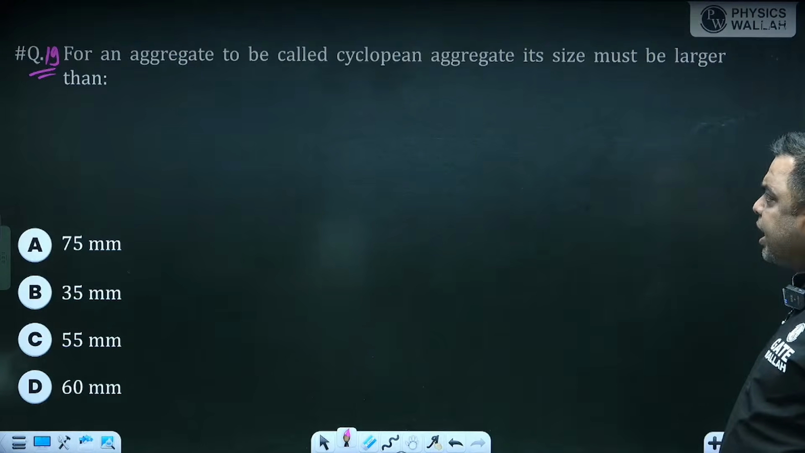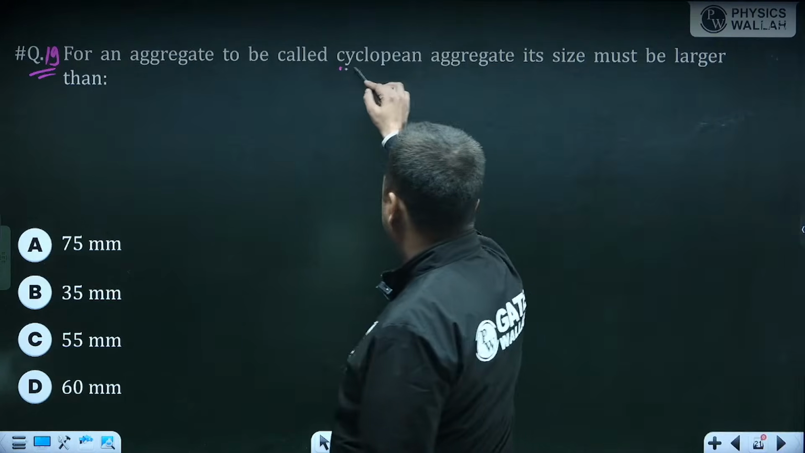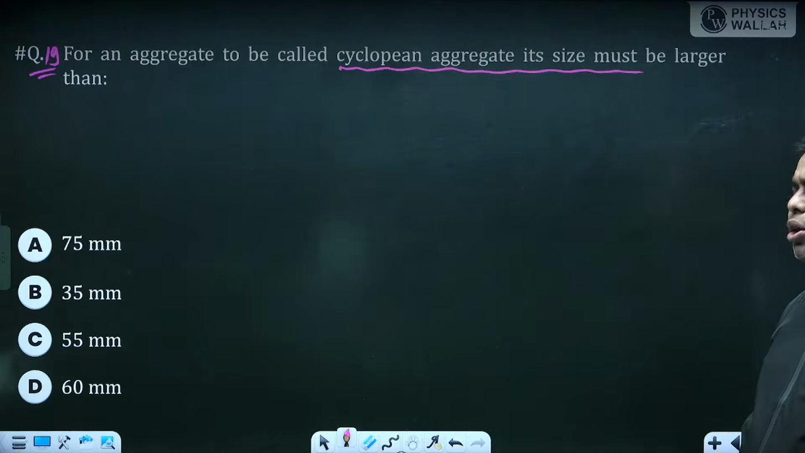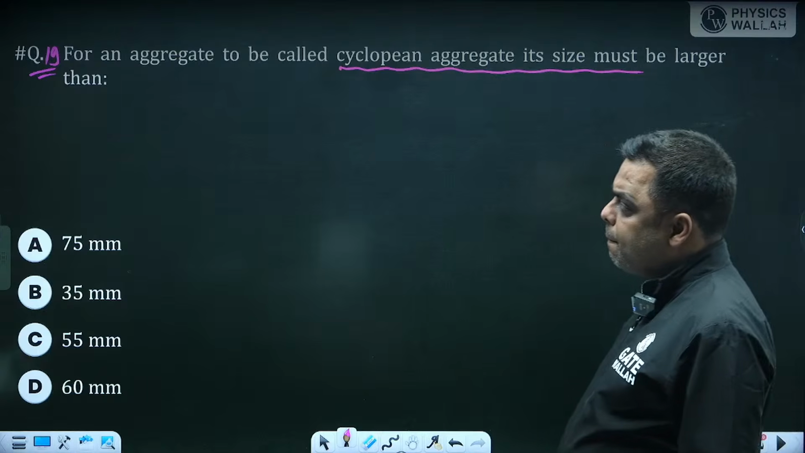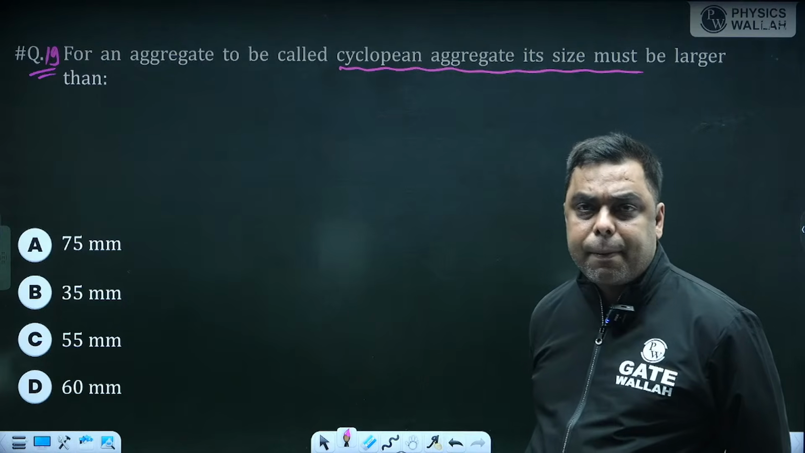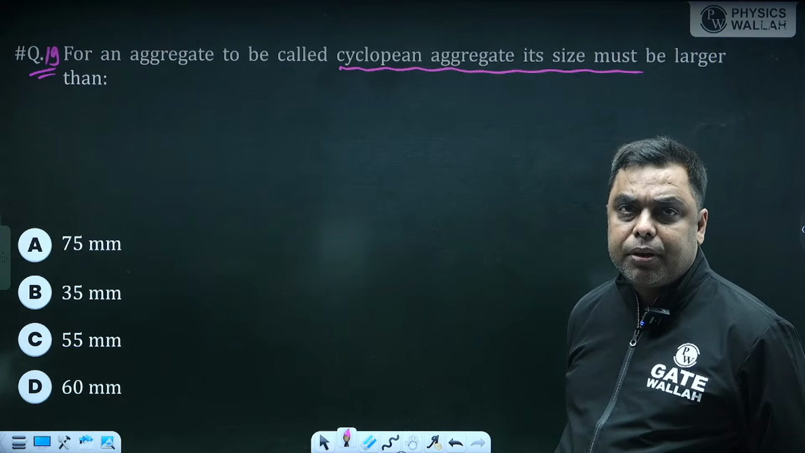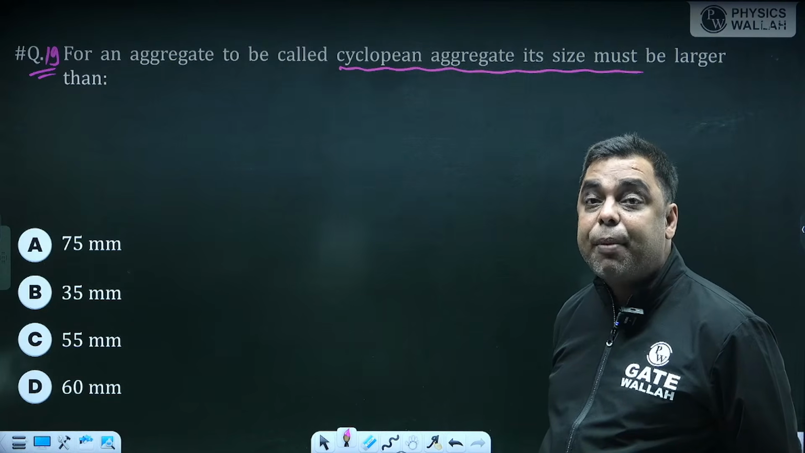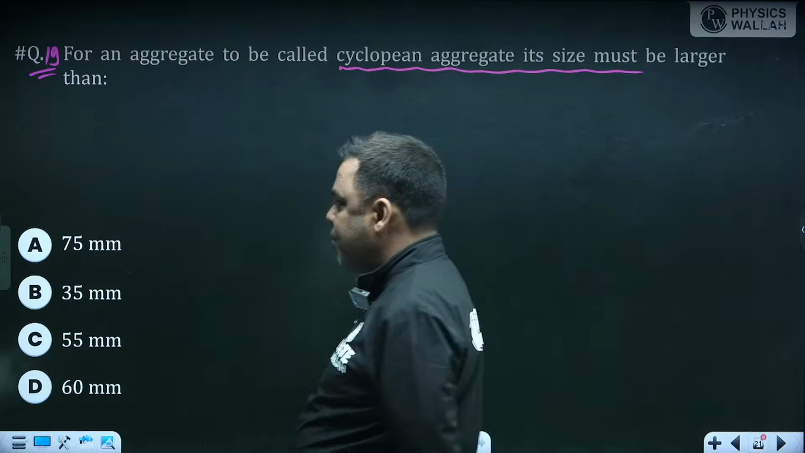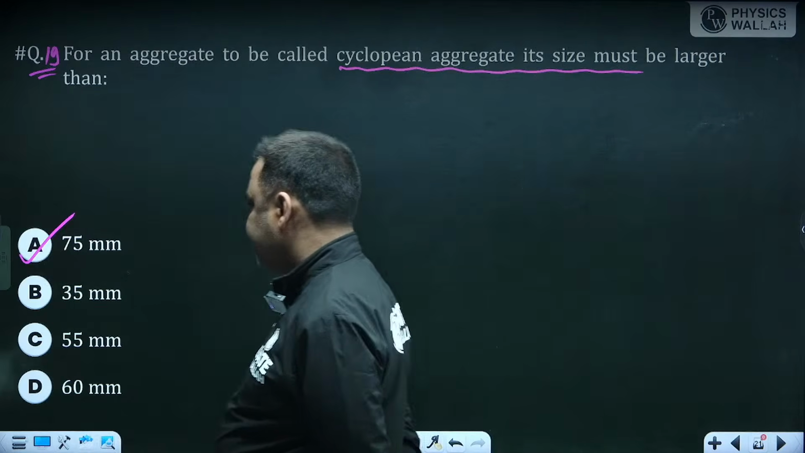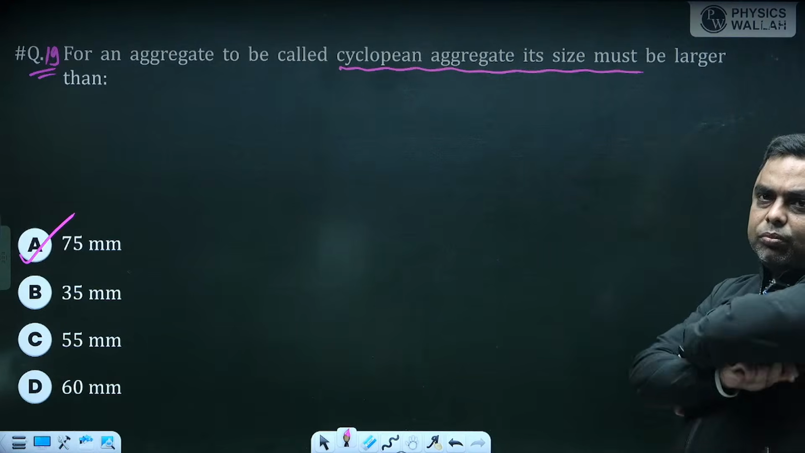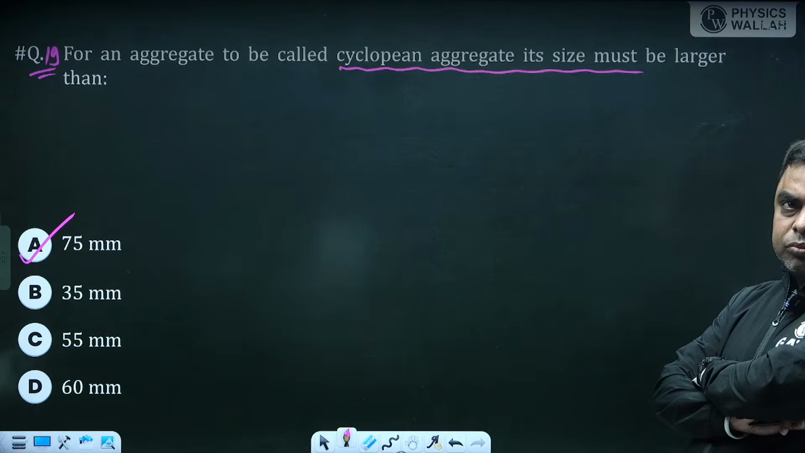Cyclopean aggregate size must be greater than what? 75 mm. Is it clear?